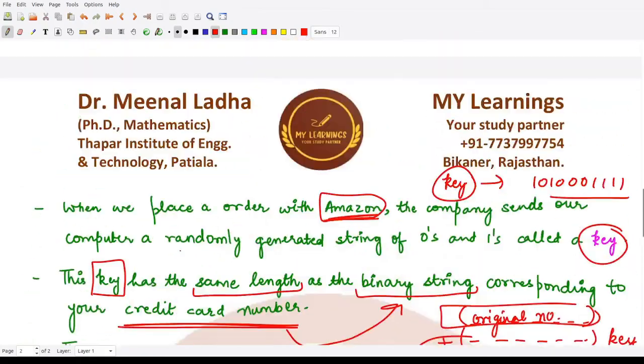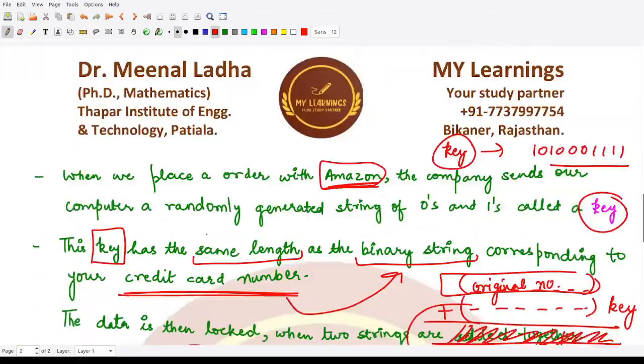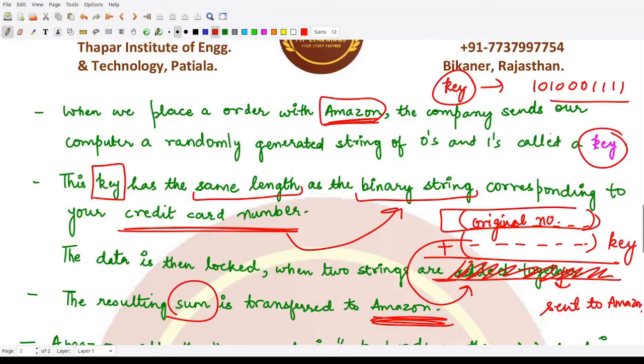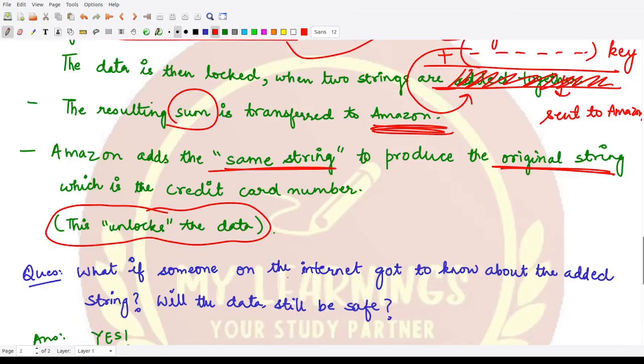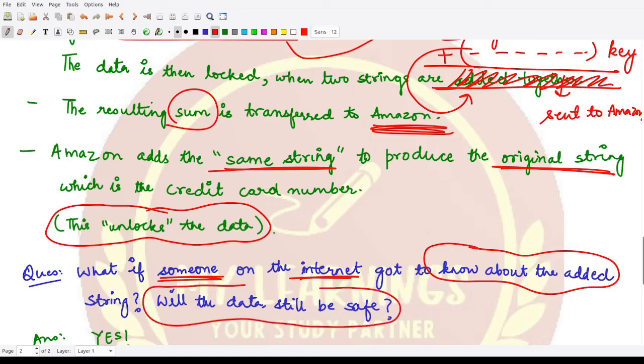First of all, we locked our data when we added this key to it. Now after sending it to Amazon, Amazon unlocks it by adding the same string. But the question might come to your mind: what if someone on the internet got to know about this added key? Are they able to get our credit card number and details? Will our data still be safe in that case? The answer is yes. Our data would be safe in this case.